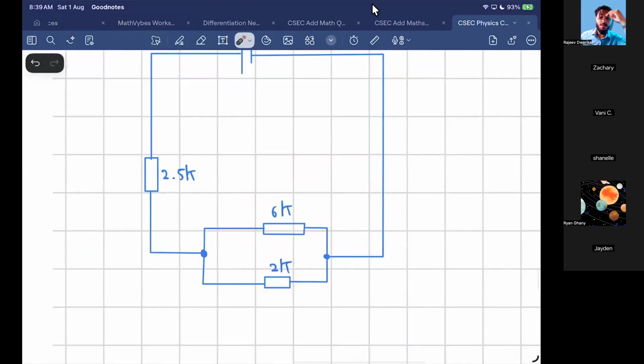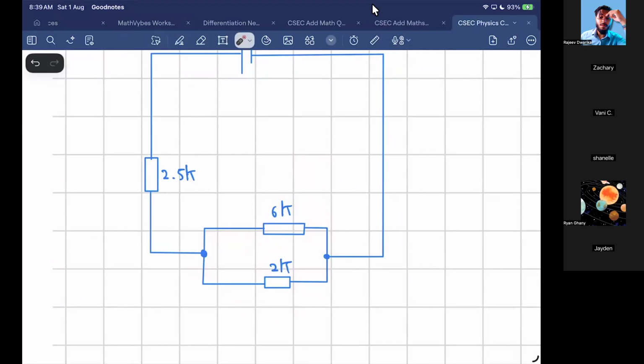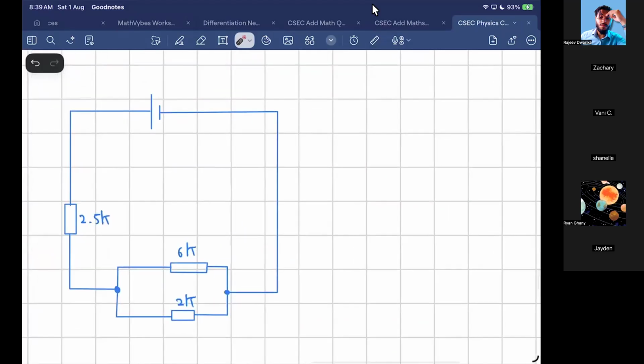Now let's look at this, Ryan. So the current would split here. If different currents are going through the 6K and the 2K, does that suggest parallel circuitry or series circuitry? Parallel. Right. That's parallel. Are you all okay with that? Yes, sir. So tell me, how are we gonna combine that, Ryan? This is clearly parallel, not series. Take your time. How am I gonna combine that?